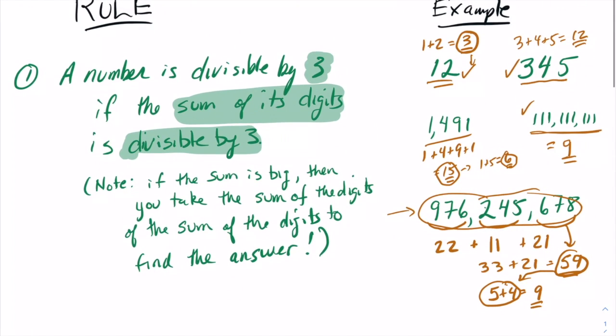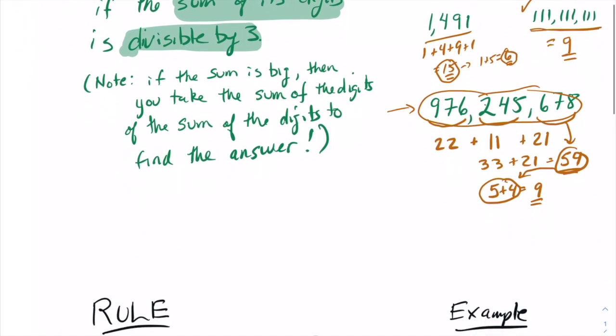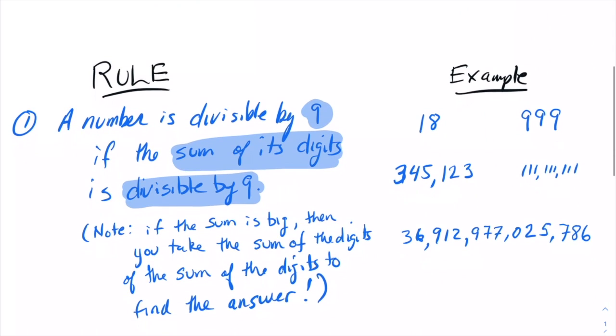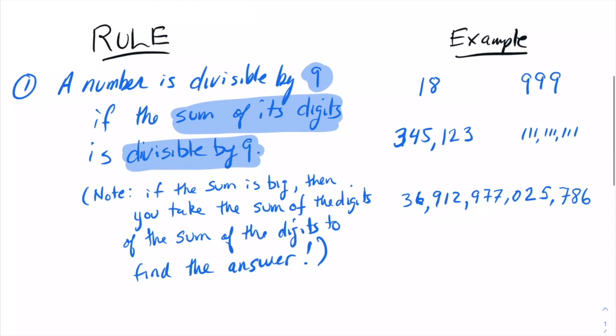Okay? So the rule of 9, divisibility by 9, is almost the same as the divisibility by 3. But let's see where it's a little bit different. A number is divisible by 9 if the sum of its digits is divisible by 9. Okay, all right. Well, 1 plus 8 equals 9. Well, 9 is divisible by 9, so 18 is indeed divisible by 9.